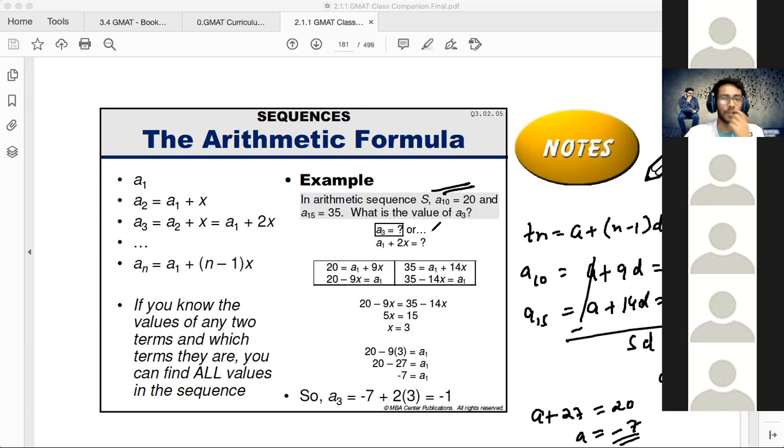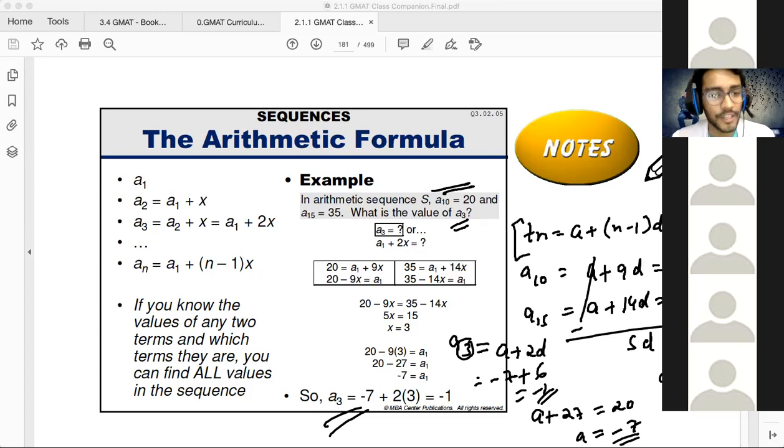Once you have a and d, what do they need to find? A3. What is A3? A3 is a plus 2d, where n is 3. So a plus 2d means minus 7 plus 2 into 3, which is 6, giving minus 1. That is the answer. So that's why you should remember this formula: the nth term is given by a plus n minus 1 into d, where a is your first term, d is my common difference, and n is the number of terms. If it says A10 equals 20, this is my nth term, and this is 10, so a plus 9d. A15 means a plus 14d. They need A3, so A3 is nothing but a plus 2d. That means I need the value of a and the value of d, which I got from these two equations. Simultaneous equations, you know how to solve them.